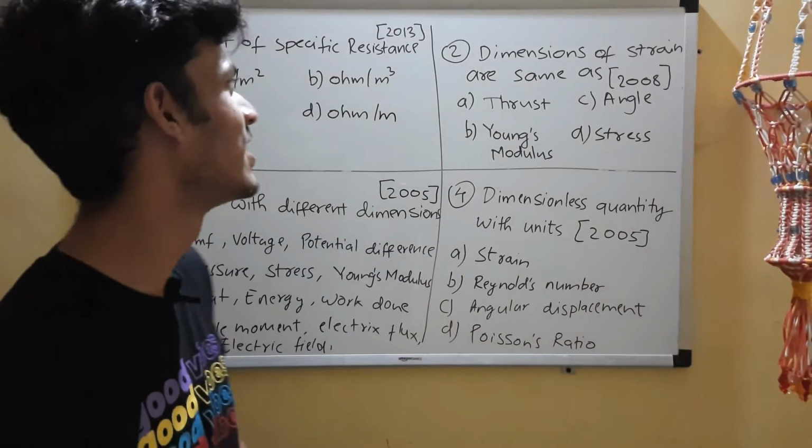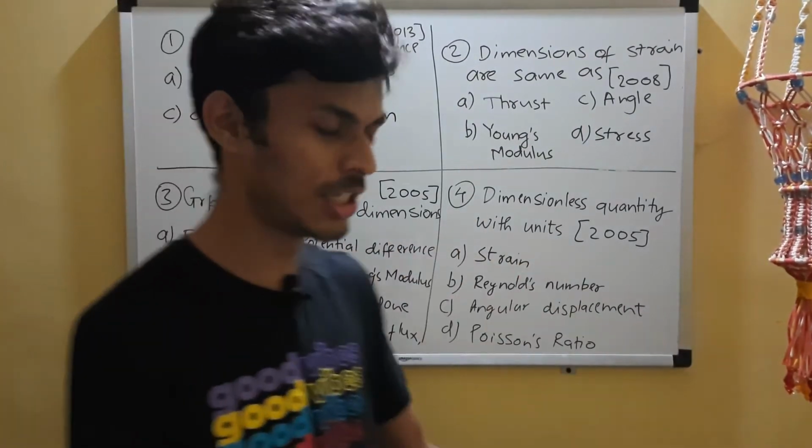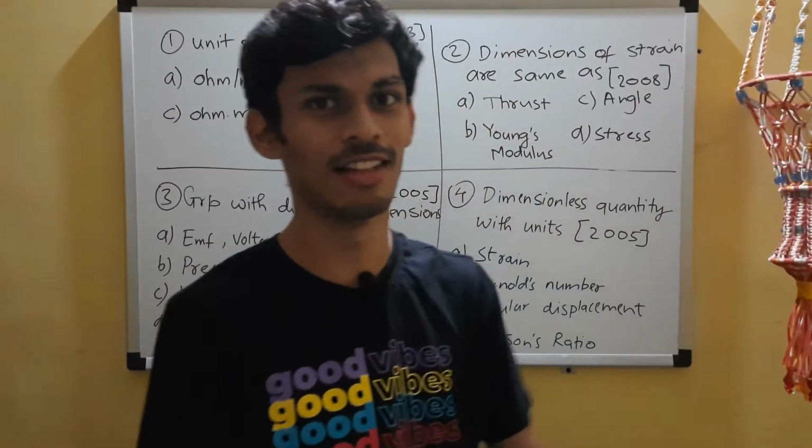In this video, we are going to discuss previous year BITSAT questions from the chapter of units and dimensions. Before starting, make sure that you are well versed with the basics of units and dimensions. If you are not, go check out the description box, and if you are, let's begin. We will begin with some simple straightforward questions, and as the video proceeds we are going to increase the level.